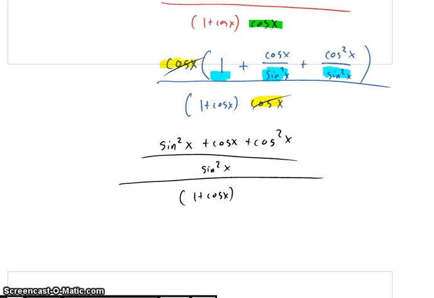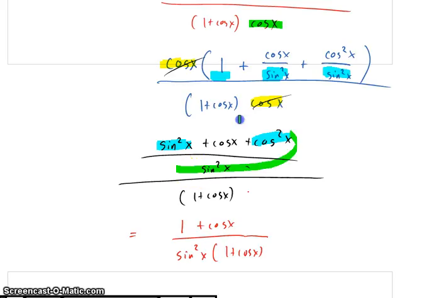Because I'm seeing this is 1. And I'm actually going to bring this down. So I've got 1 plus cosine of x over sine squared x times 1 plus cosine of x. Okay, so make sure you understand what I did there. Because this whole fraction is divided by this, I just brought this sine squared x down. These are equivalent. Okay, now I can see what's going to happen next.